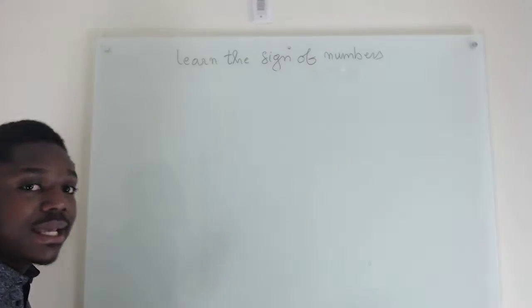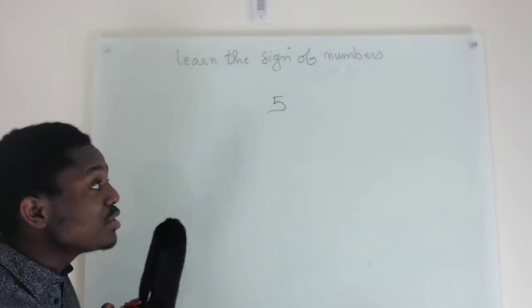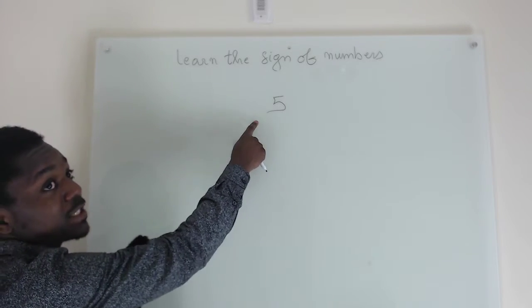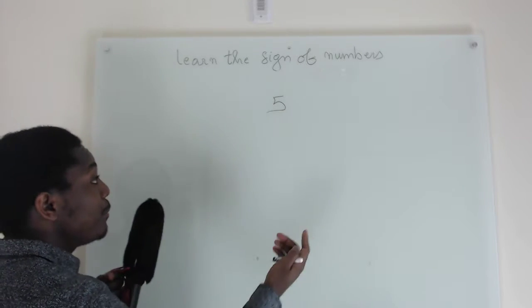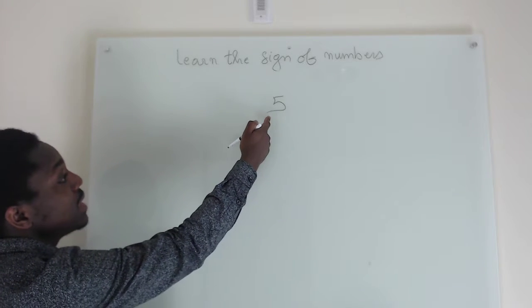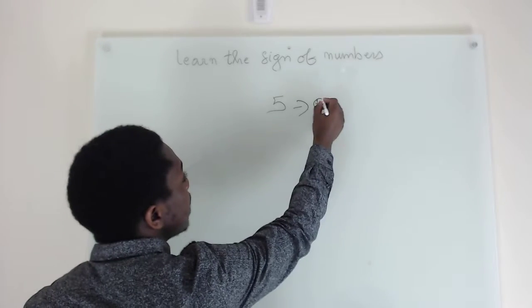So now let's take another number. Let's say the number 5, for example. As you can see, on the left side of 5, there's no sign. So if a number does not have a sign on its left hand side, the sign will always be positive.